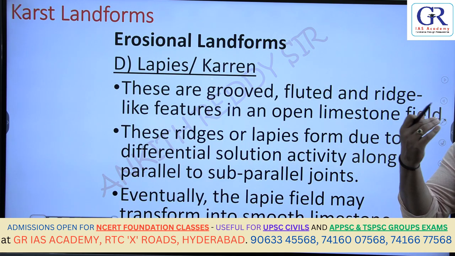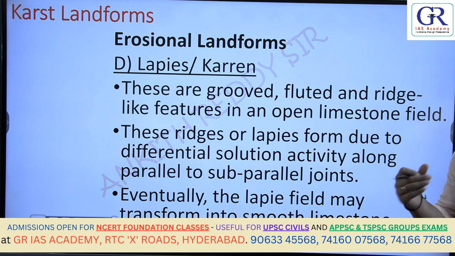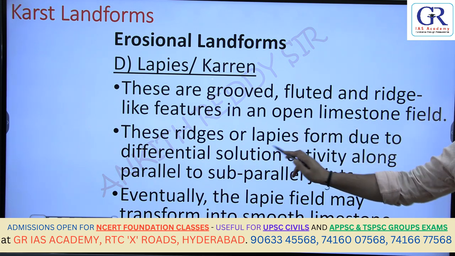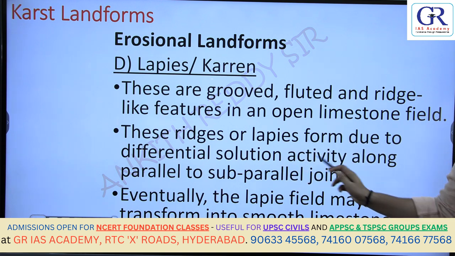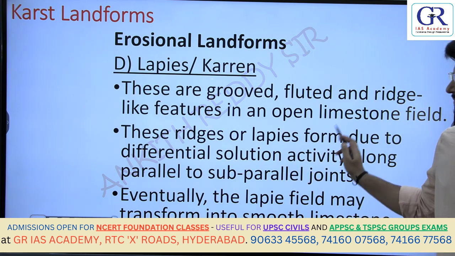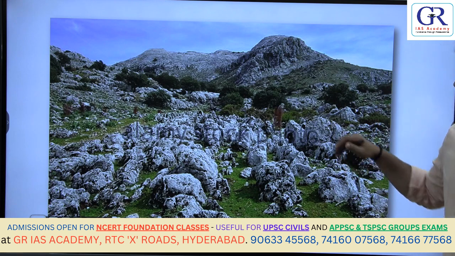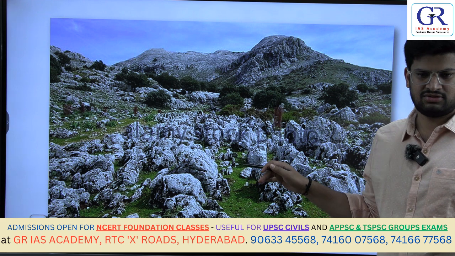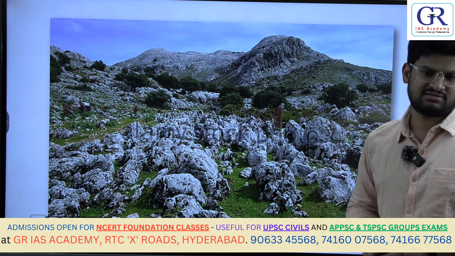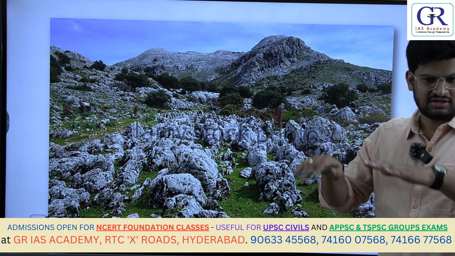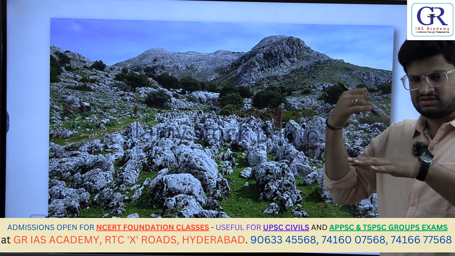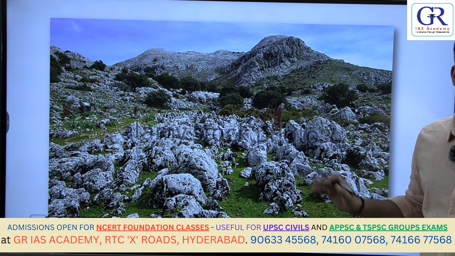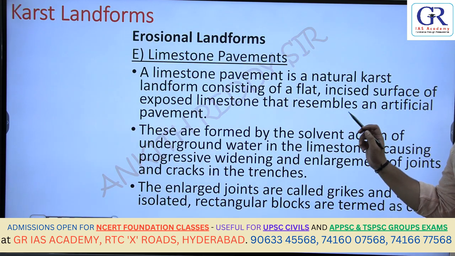Is it because of the lava coming from beneath? No. The ridges are formed due to the differential solution activity along parallel to subparallel joints. That means wherever there is weak rock, it has been eroded by the solution, and the hard one remains like this. So along the joints, the joint parts get eroded, and the structure remains like this.